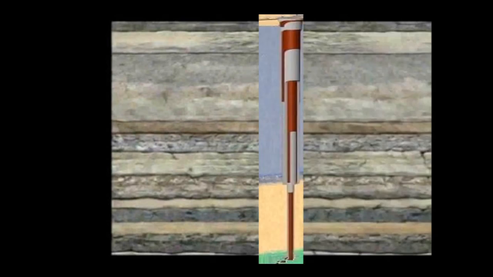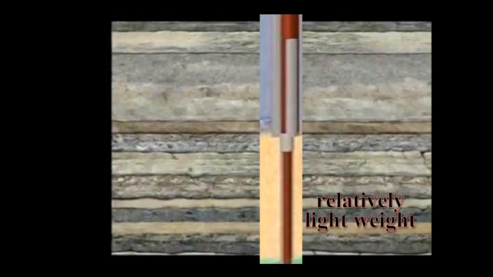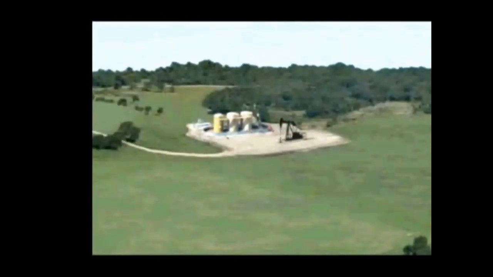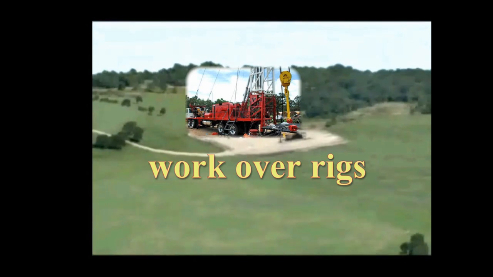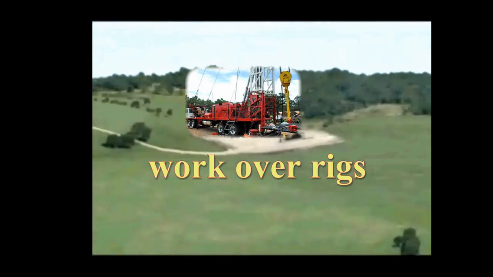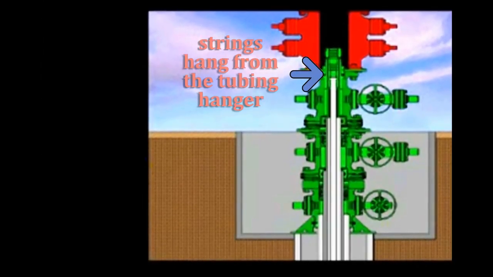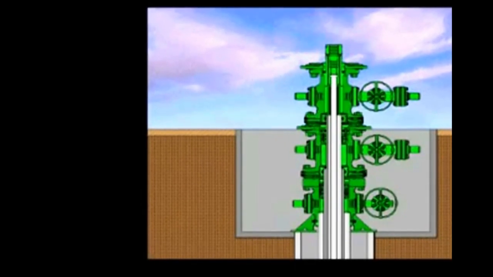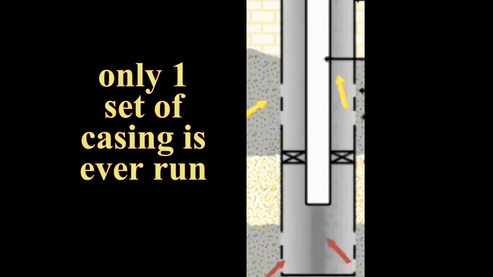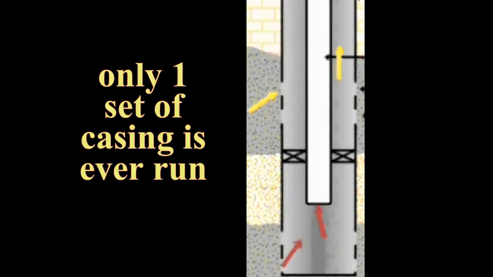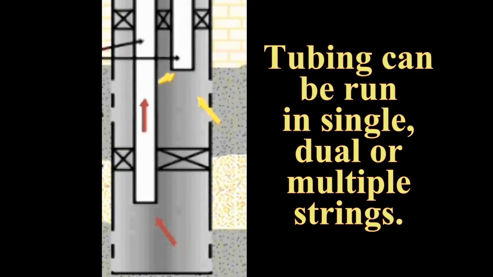In any case, tubing is smaller than either the drilling or casing pipe and is relatively lightweight when compared to them. Because of tubing's smaller size and weight, it can be run in and out of the hole by workover rigs outfitted with smaller hoisting equipment than you would find on a drilling rig. Here you can see that these strings hang from the tubing hanger in the wellhead and are retrievable, unlike the permanent casing strings. Keep in mind also that although only one set of casing is ever run, tubing, because of its smaller size, can be run through the casing in single, dual, or multiple strings.